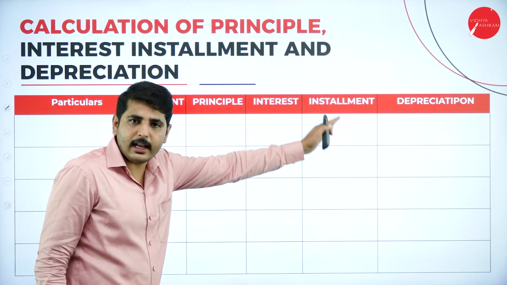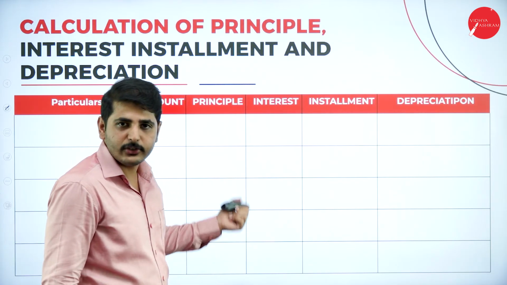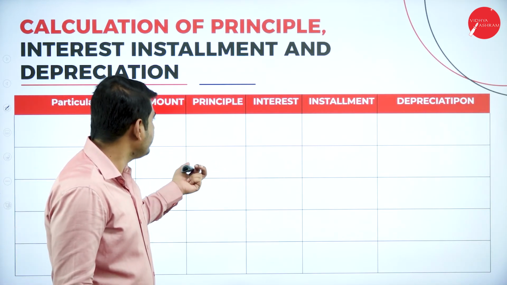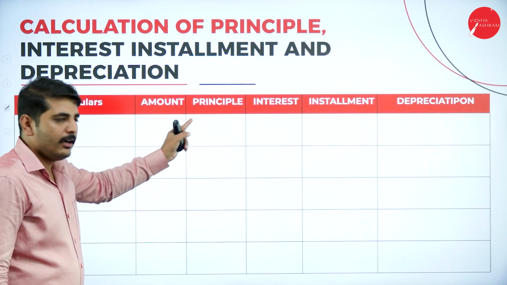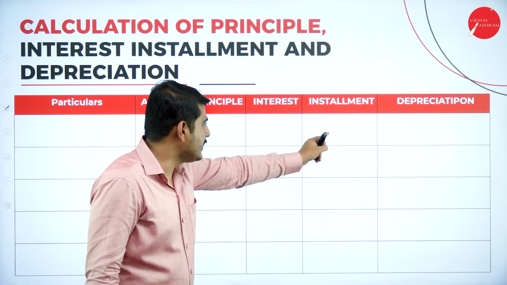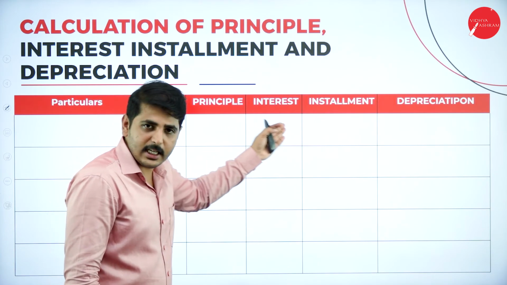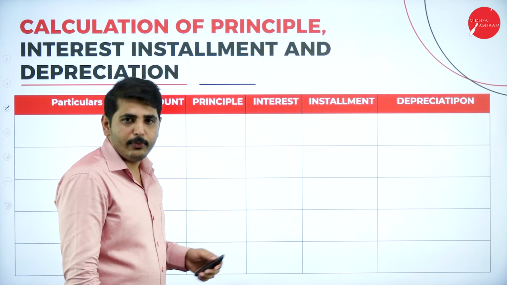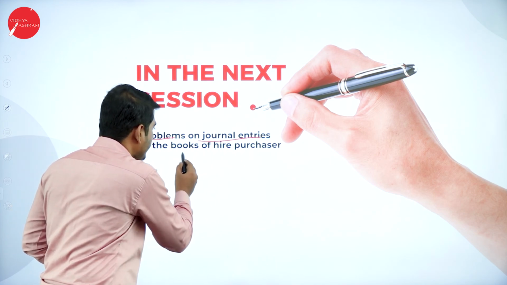This is the format for calculation of interest, depreciation, installment and principal. So we use this type of table for calculation of principal, interest, installment and depreciation. We have to write here the cost price. Now we have to calculate the principal, then the interest, installment and depreciation. While preparing journal entries, we have to show this table. On the basis of this table, once we get the principal, interest, installment and depreciation, we can go for the journal entry. For the next class, we can go for problems on journal entries in the books of the hire purchaser.